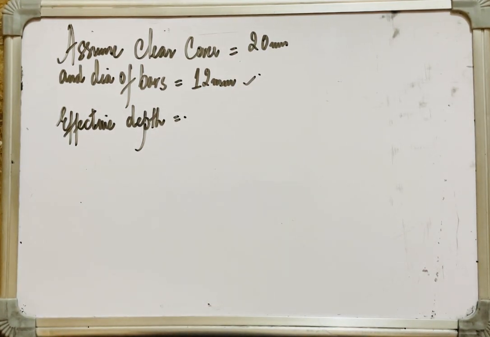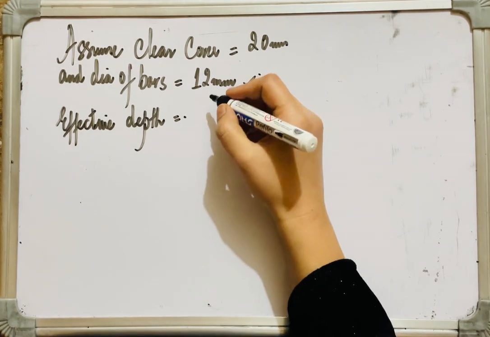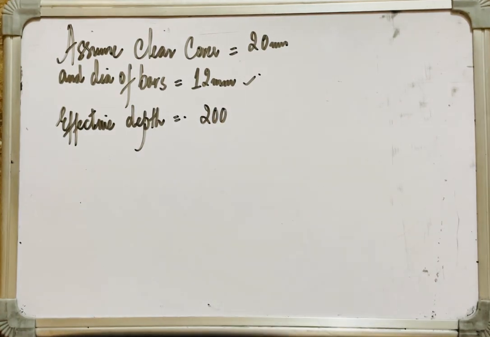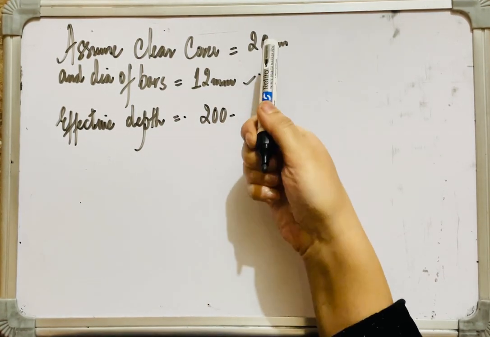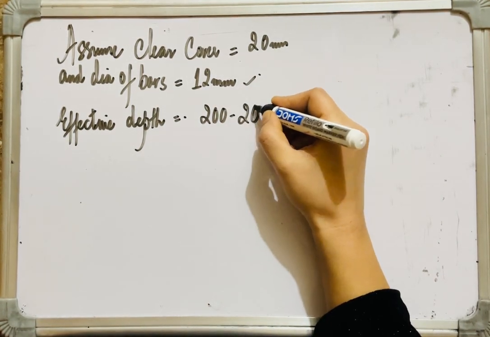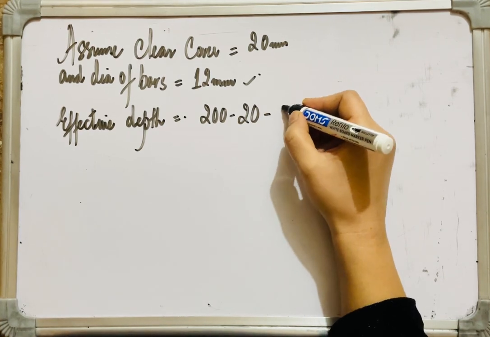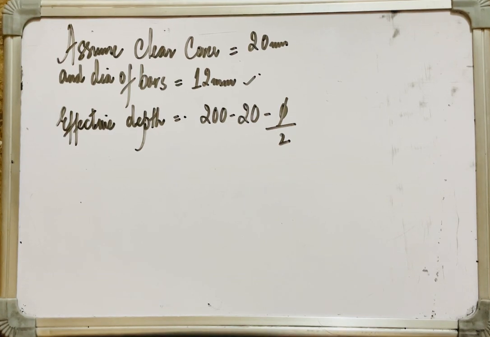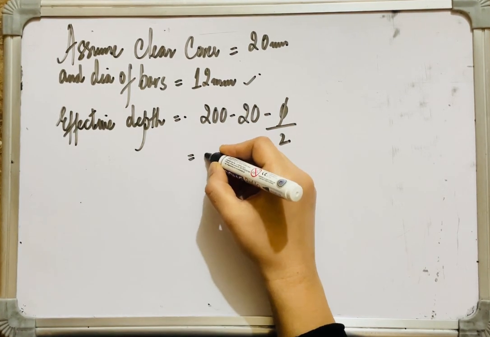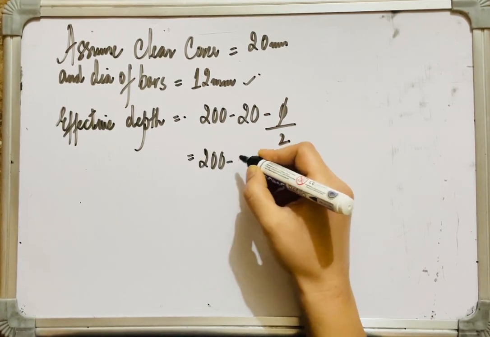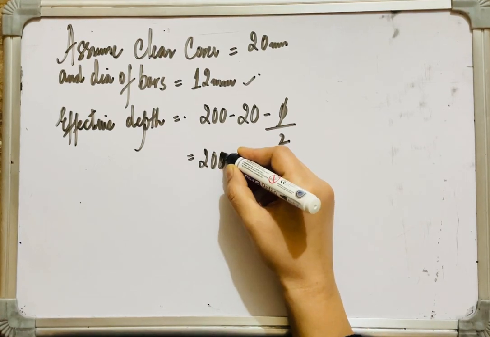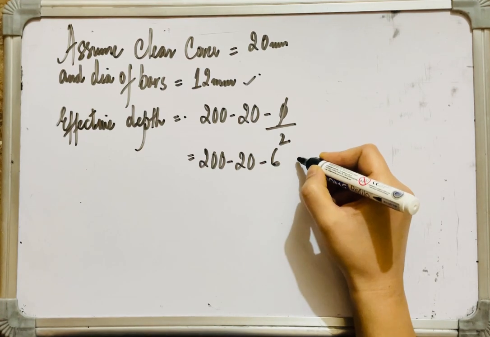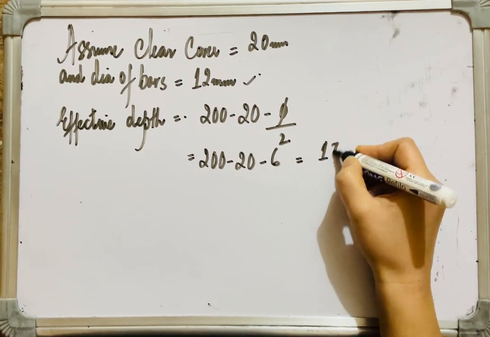How much will be the effective depth? Effective depth will be total depth, whatever I have assumed, minus clear cover, minus dia of bars that I am using divided by 2. So this is 200 minus 20. Since I assume that I'll be using 12 mm dia bars, so it is minus 6. And this by calculations is 174 mm.